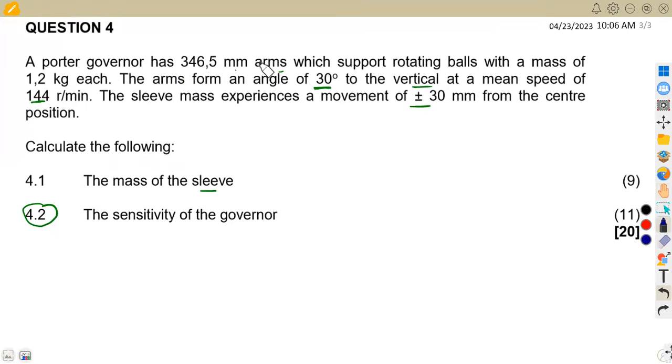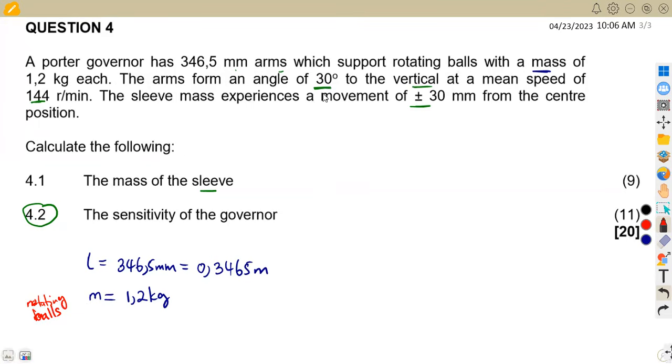So we have the length of the arms. Normally I just use L to represent the length of the arms, which is 346.5 millimeters. If you convert to meters by dividing by 1,000, that's 0.3465 meters. These support the rotating balls that have a mass, given as the small letter m, which is 1.2 kilograms in this case. All right, so these are the rotating balls, and we're given their mass.